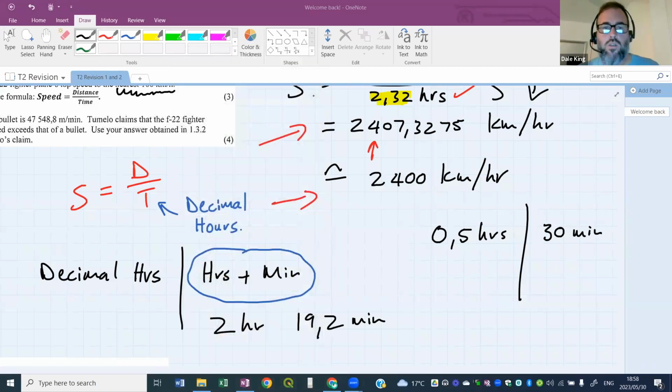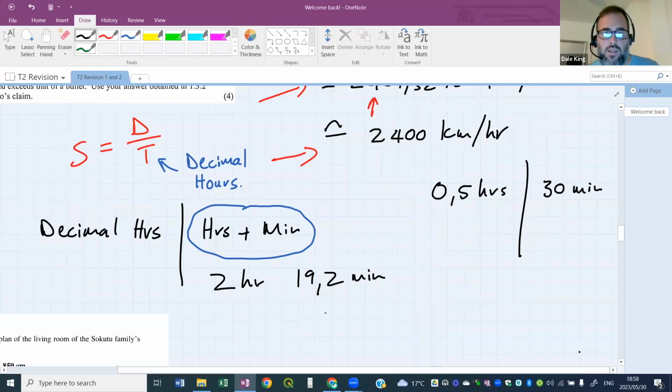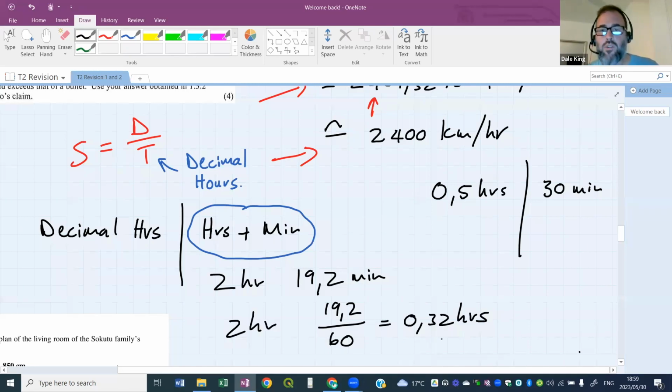So, 2 hours and 19,2 minutes. This 19,2, you just say 19,2 divided by 60, and it'll give you 0,32 hours in decimal format. So we've got 2 hours already, and now we've got 0,32 hours. Together that is 2,32 hours.